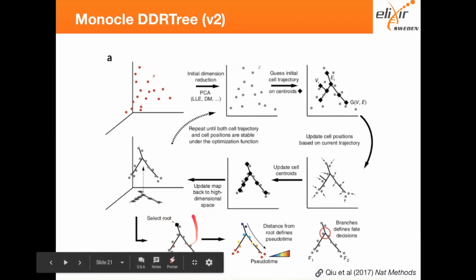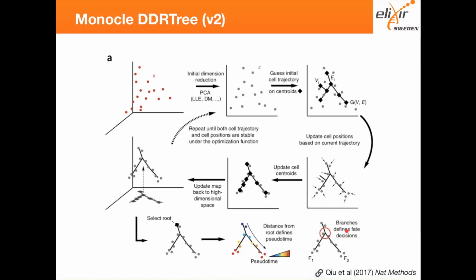After you have selected a branching that closely reflects your original data, you just set a root point and then define the distance from the root as being your pseudotime or your trajectory line. And then these branches can also define the cell fate. So some transcription paths can lead to one or to another lineage.